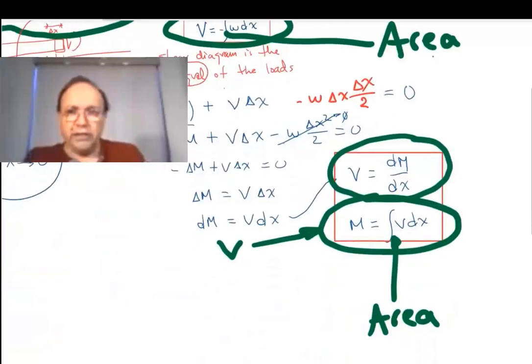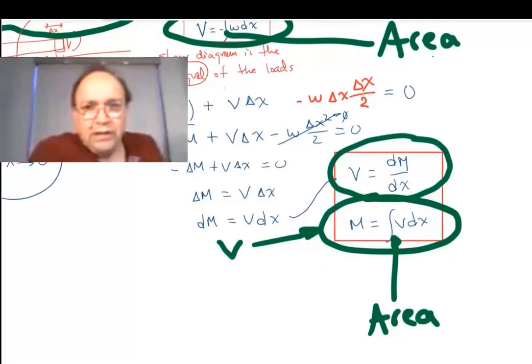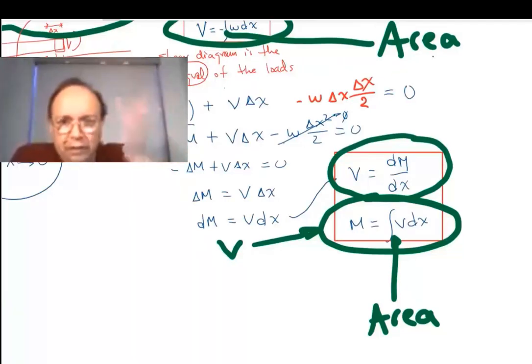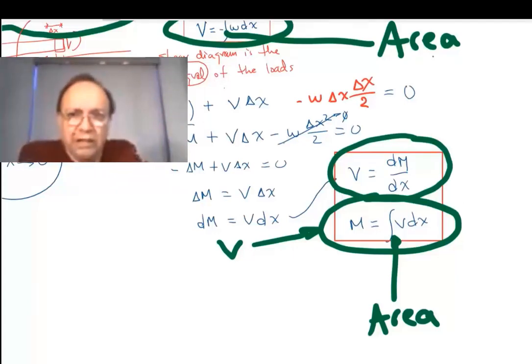When you do an integral, you are doing area. The thing is, many times in the loading you have a concentrated load that doesn't look like an area, but we will see how we treat those. And sometimes when you have a concentrated moment, it doesn't show like an area, but like a concentrated jump in the diagram. We will see how to deal with that.